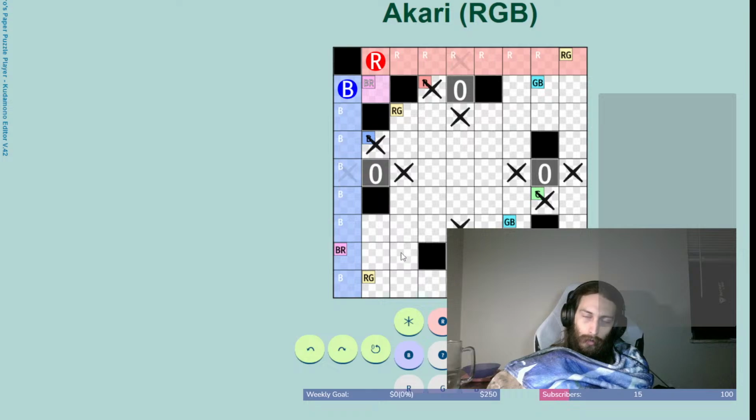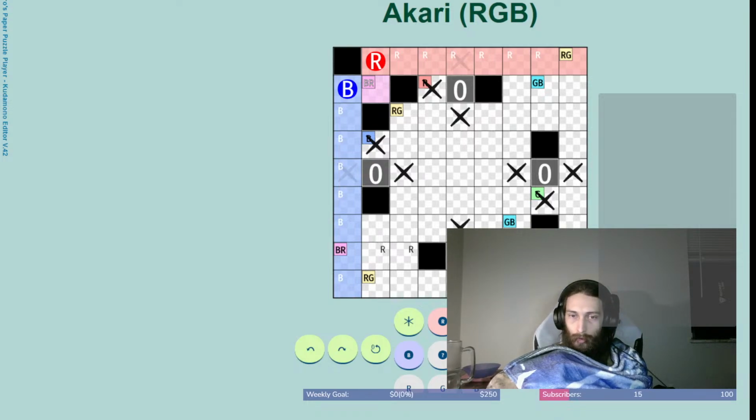So then I need a red in one of these two positions. And it can't be here. Right. So wait. One of those two is red. You can't have red in this row. I need to have a red in this row. Oh, I guess I should look at this one. This needs both red and green.